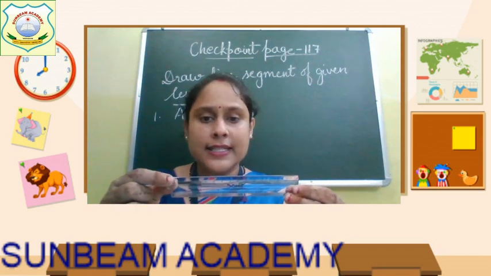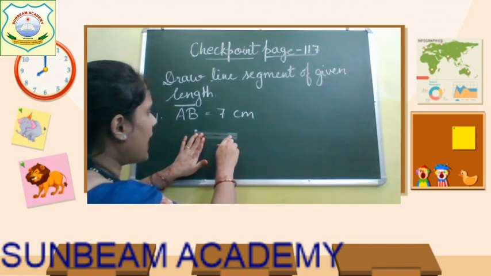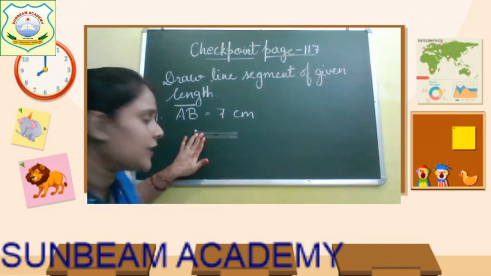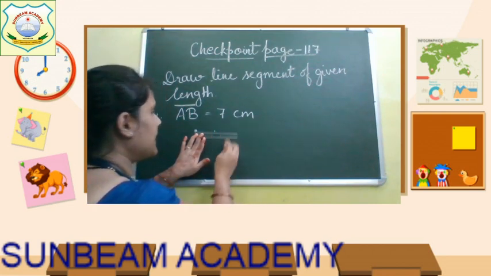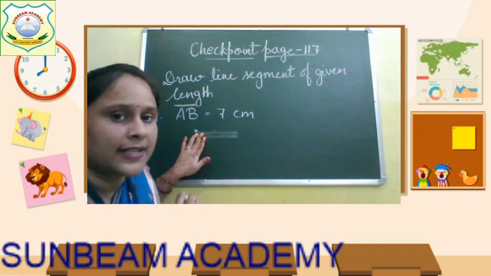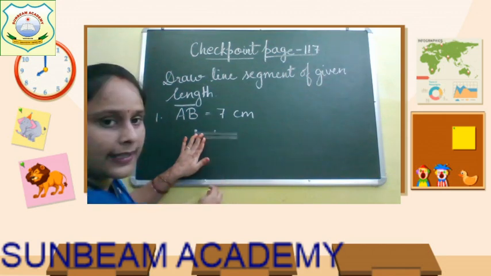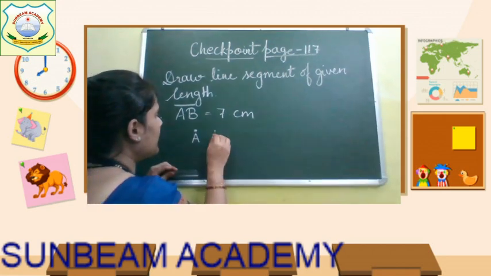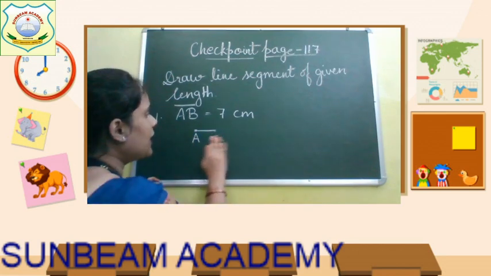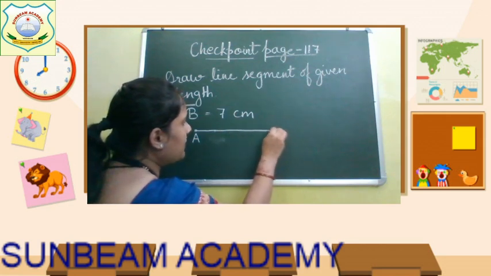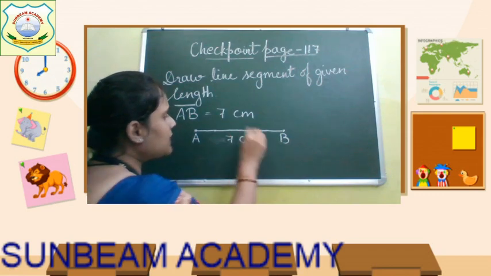Now you will place this 0 like this on point A, and your scale should be straight, and then you put a point like this, because we have to draw a 7 centimeter line segment. So you will put a dot at 7, and here you will write B, and draw a line segment of 7 centimeter. Your line segment of 7 centimeter will be long.